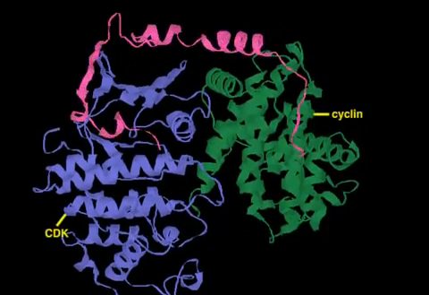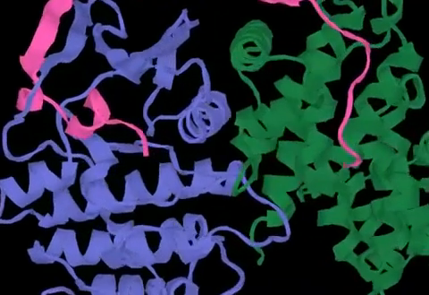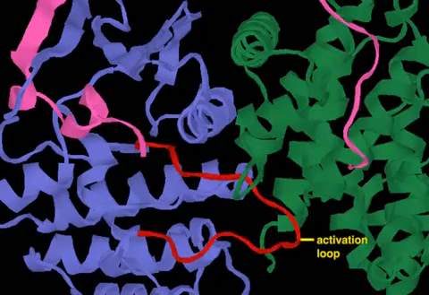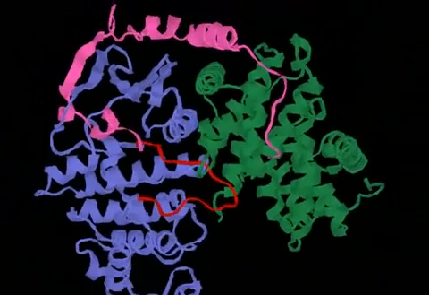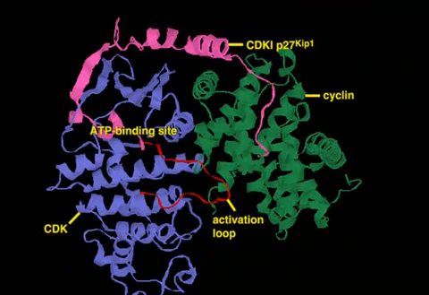CDK inhibitor proteins, or CKIs, help regulate the rise and fall of cyclin-CDK activity. Some inhibitors, like the one shown here, bind directly at the kinase active site and block kinase activity by interfering with ATP binding. Other inhibitors bind near the active site and interfere with substrate binding.